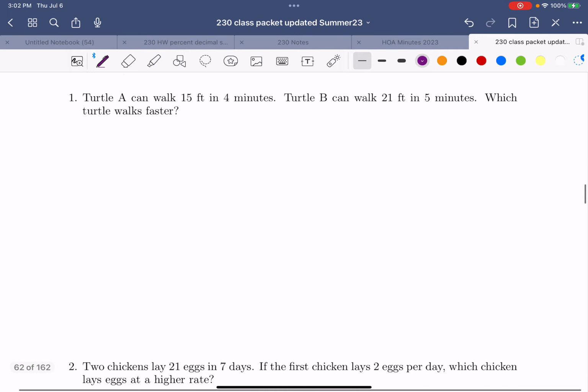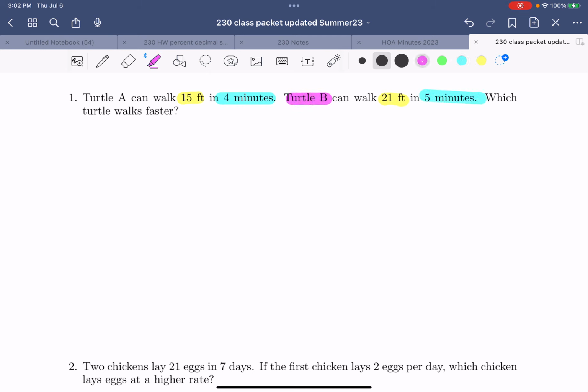Number 1, turtle A can walk 15 feet in 4 minutes. Turtle B can walk 21 feet in 5 minutes. The first thing I look at is the labels that come after each number. So I have 15 feet and 21 feet, 4 minutes and 5 minutes, and then I've got turtle A and turtle B. The labels that come after the numbers I'm going to put on the left side. So I'm going to have feet and minutes. And again, you could interchange that: minutes up top and feet on the bottom. And then A and B go on the top, turtle A and turtle B.